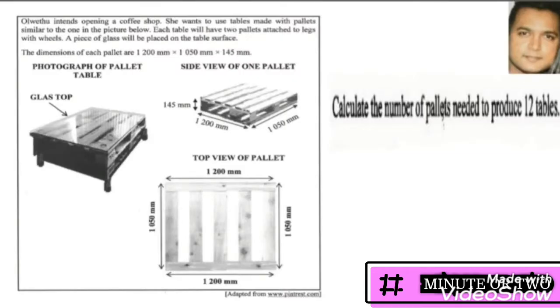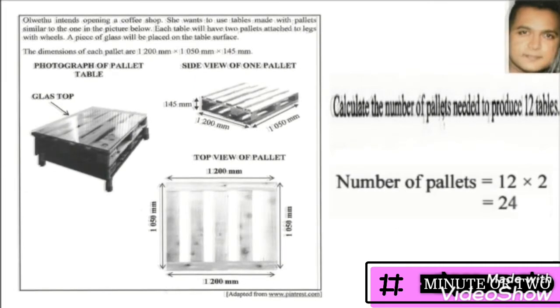Calculate the number of pallets needed to produce 12 tables. From the information, we gathered that the table requires 2 pallets to be made. So all we have to do is take 12 and multiply it by 2, and now we arrive at our answer of 24.